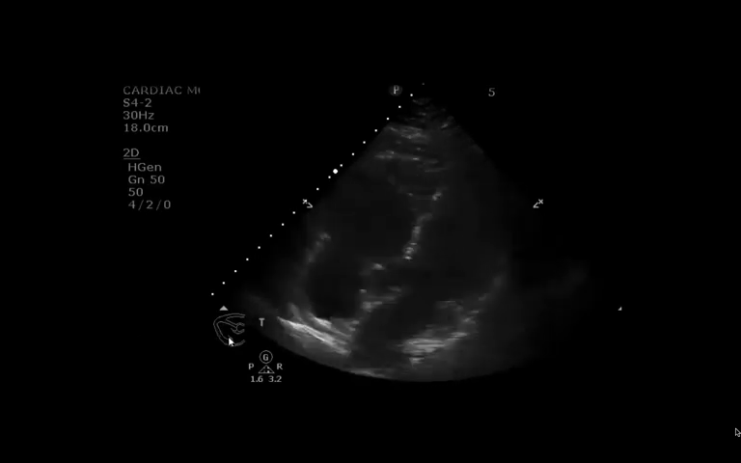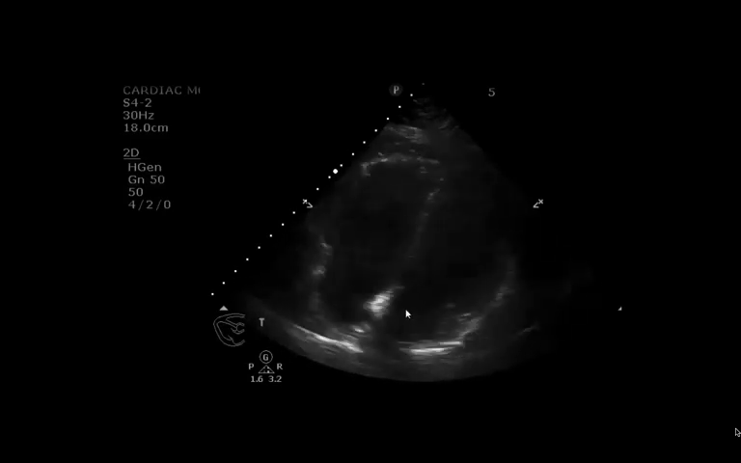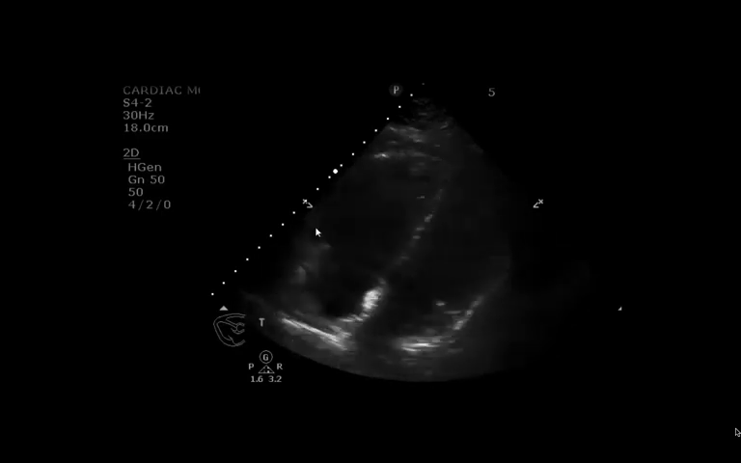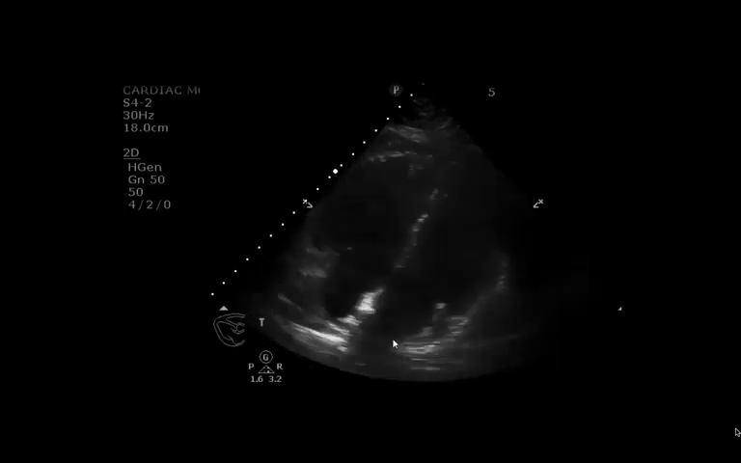This is an apical 4-chamber view with the phased array probe. This is the left atrium. That's the left ventricle. This is the right atrium over here, and that's the right ventricle. Just looking at it overall, we don't see any clear effusions.